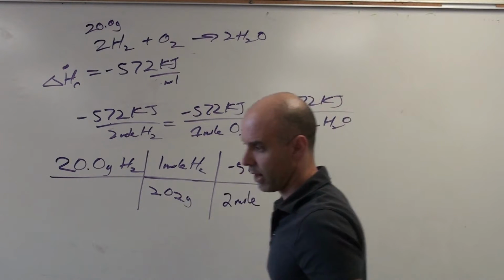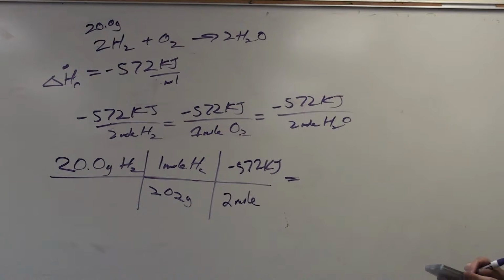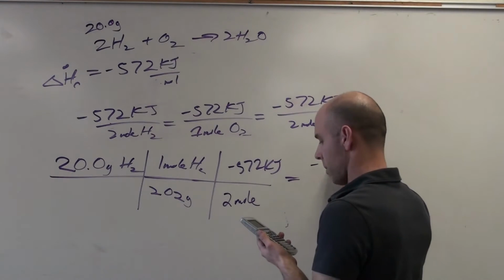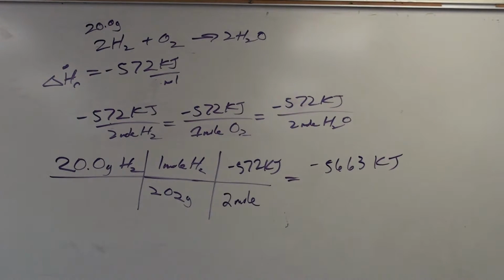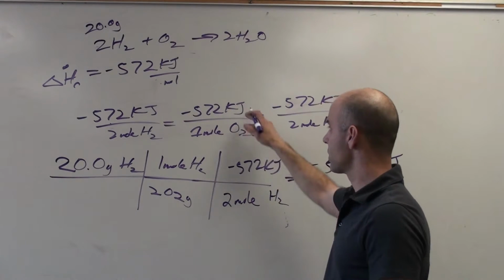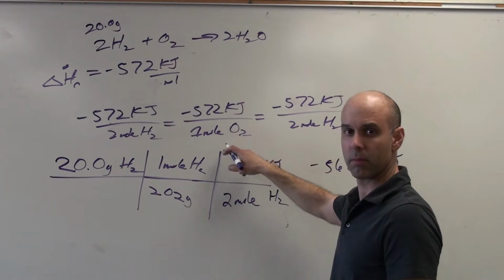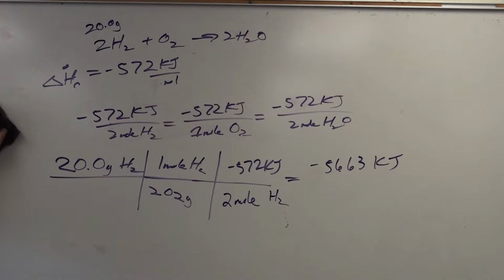And so that would say that if I had 20 grams of hydrogen, this is the amount of heat released. 5,636 kilojoules. That's the amount of heat released. So people forget that 2 mole part. If it was oxygen, it'd be per 1 mole. All right?